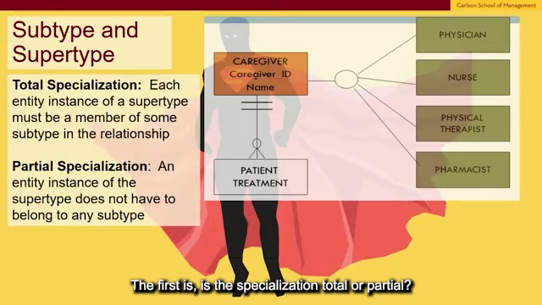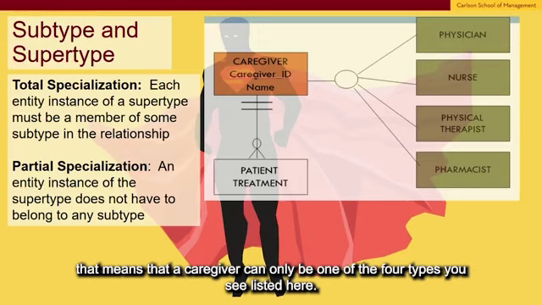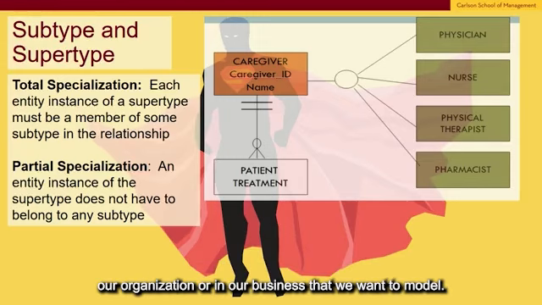The first is the specialization total or partial? In this example, if it's a total specialization, that means that a caregiver can only be one of the 4 types you see listed here. There are no other types of caregiver in our organization or in our business that we want to model.